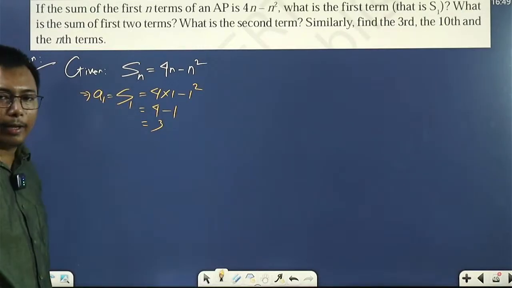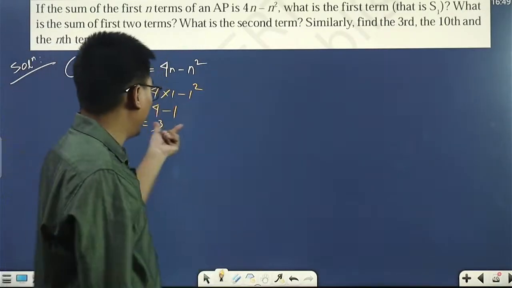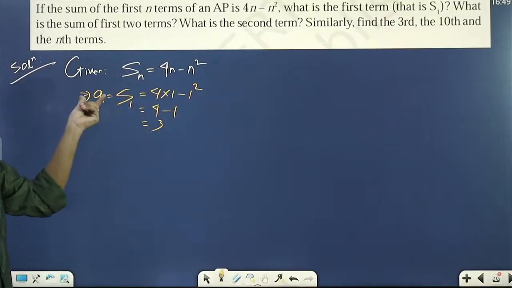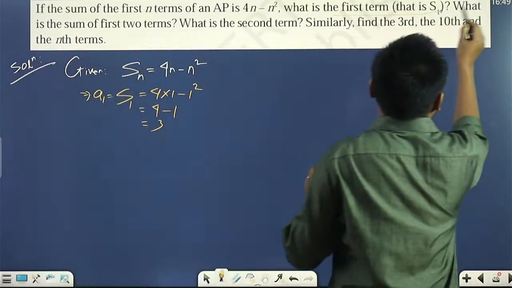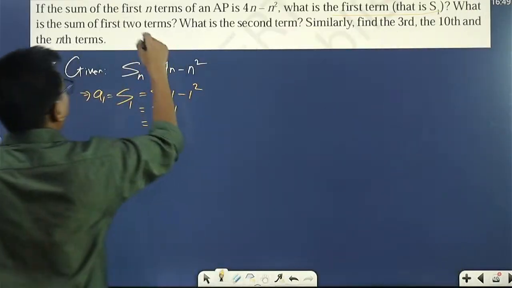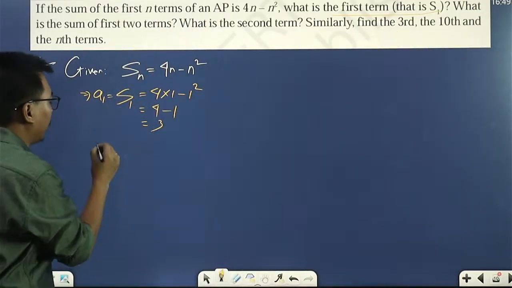We can write it this way: A1 is equal to S1 is equal to 3. So S1 is equal to 3, which means our first term is equal to 3. So the first part is done. Now the second part. What is the sum of first two terms?